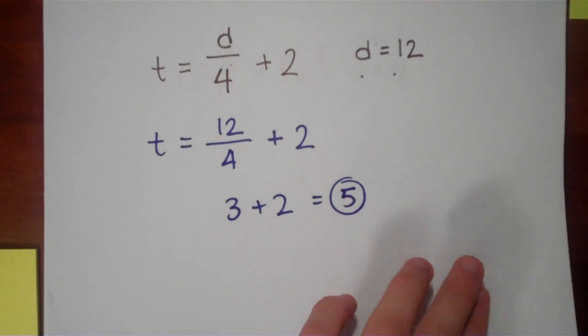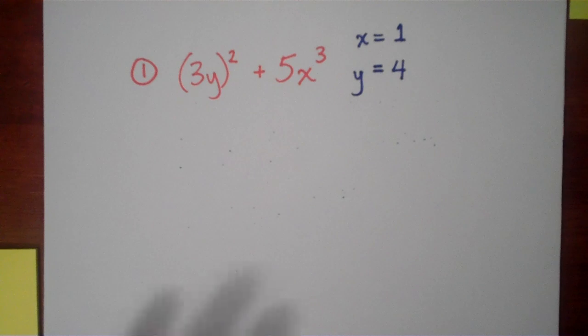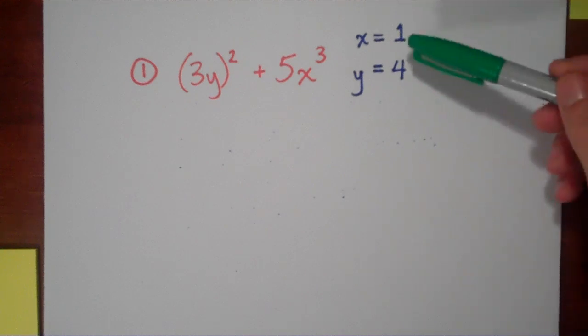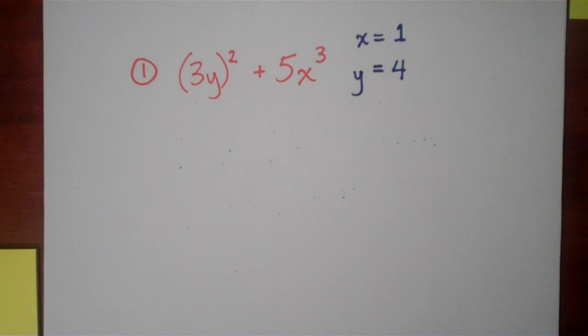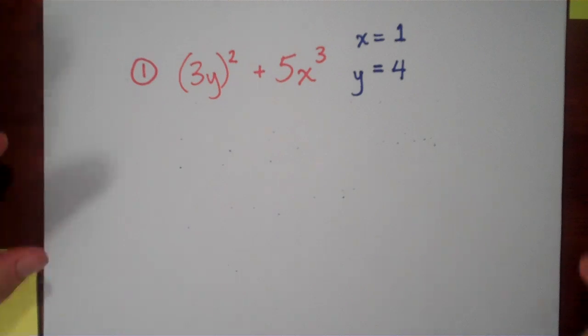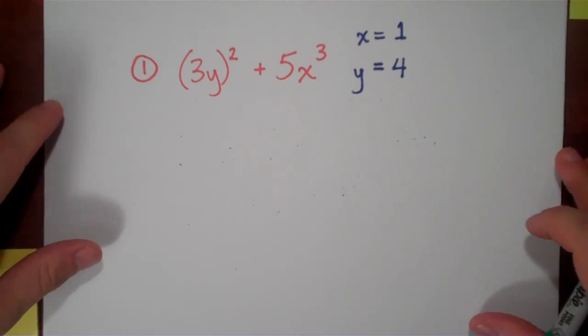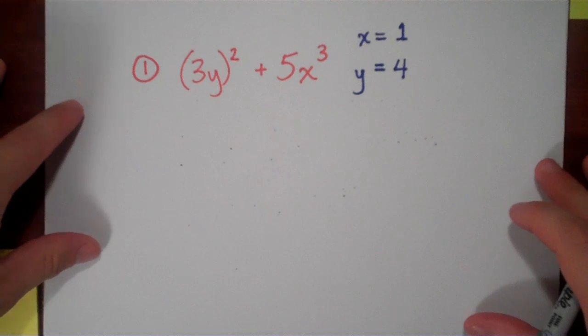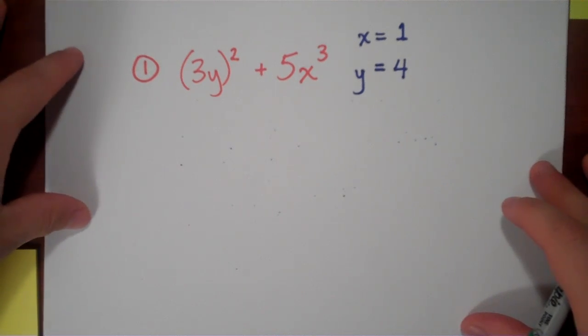Now a little bit harder: 3y squared plus 5x cubed. We have to evaluate that when x equals 1 and y equals 4. Okay, now exponents are going to make it a little bit more tricky, but let's just follow our order of operations with this like always.